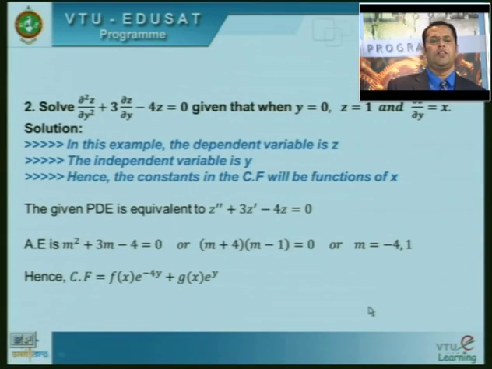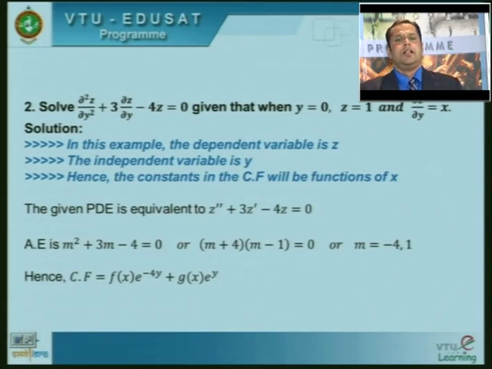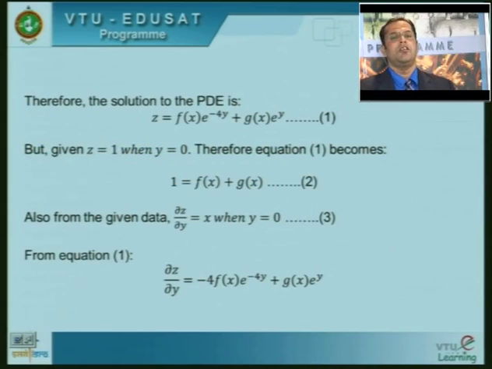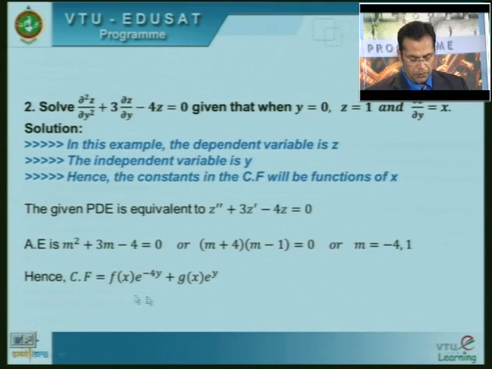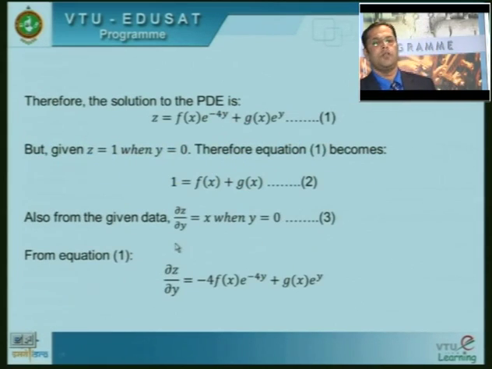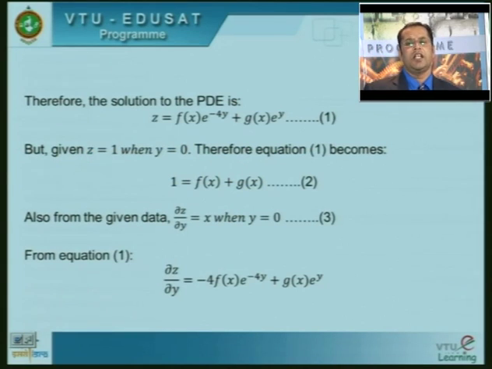Now, once you have the CF, immediately you know that the solution is dependent variable equal to CF, and because in this case the dependent variable is z, the solution to the PDE is z equal to the CF obtained here, which is z equal to f of x e power minus 4y plus g of x e power y. For convenience, we will call that equation 1.